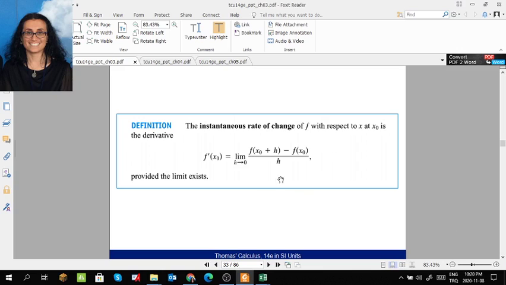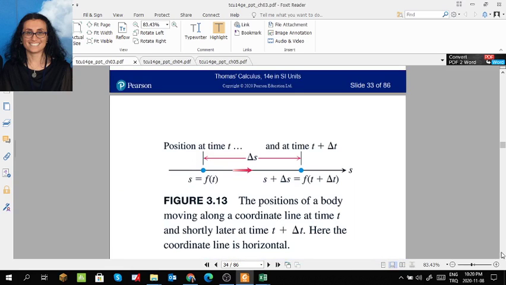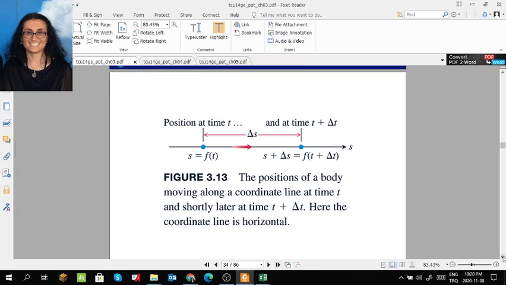the well-known limit definition of the derivative, which is limit h goes to 0, f of x0 plus h minus f of x0 over h. Of course, we always assume that the limit exists, otherwise it doesn't make sense. Okay, so let's look at this.